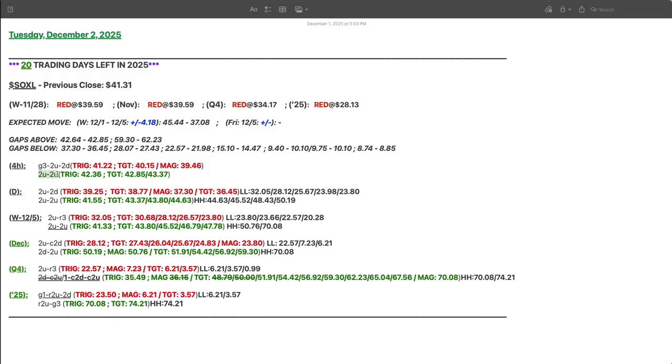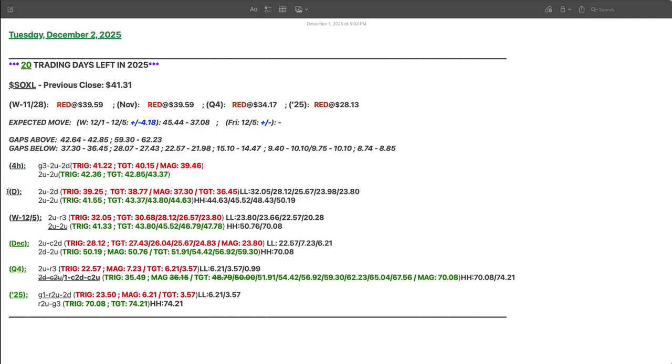Now, if we continue to the upside, instead of doing that 3, 2 down, 2 up on the 4-hour, it's just a 2 up, 2 up continuation that triggers at 42.36. And we've got extended targets of 42.85 and 43.37 if that were to trigger, right? So that's the 4-hour chart.